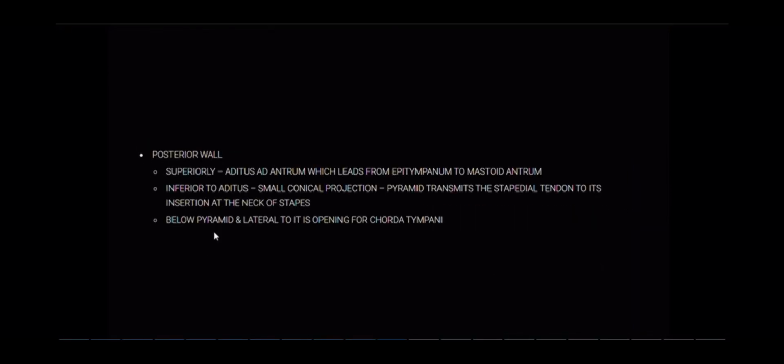In the posterior wall, we have superiorly the aditus ad antrum, which leads from the epitympanum to the mastoid antrum. Inferior to the aditus, we have a small projection known as the pyramid, which gives the tendon to the stapedius and also inserts to the neck of stapes. Below we have the pyramid, lateral to which is the opening of the chorda tympani nerve.